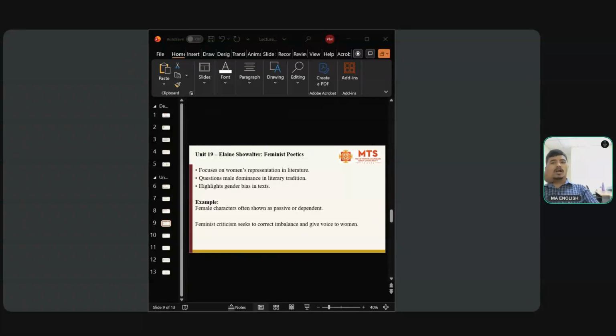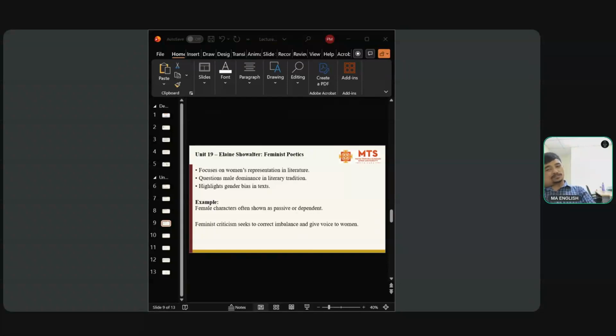Think about how many great novels you have read where the female characters are defined entirely by their relationship to men, as wives, mothers, lovers, or daughters, rather than as fully rounded human beings with their own desires, ambitions, and inner lives. So feminist criticism asks us to notice these patterns and to question them.